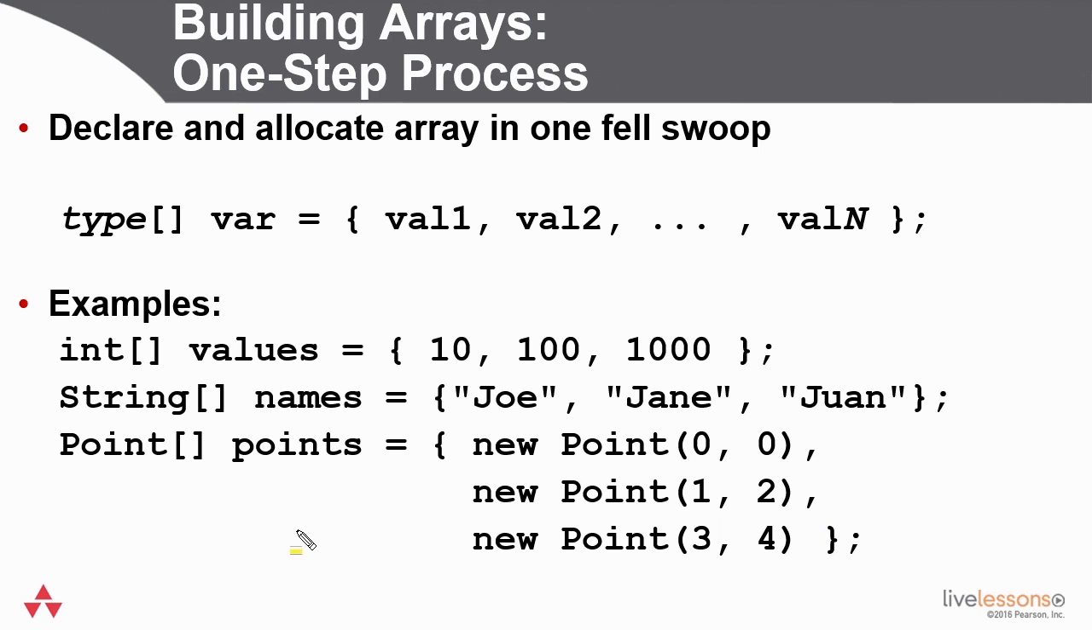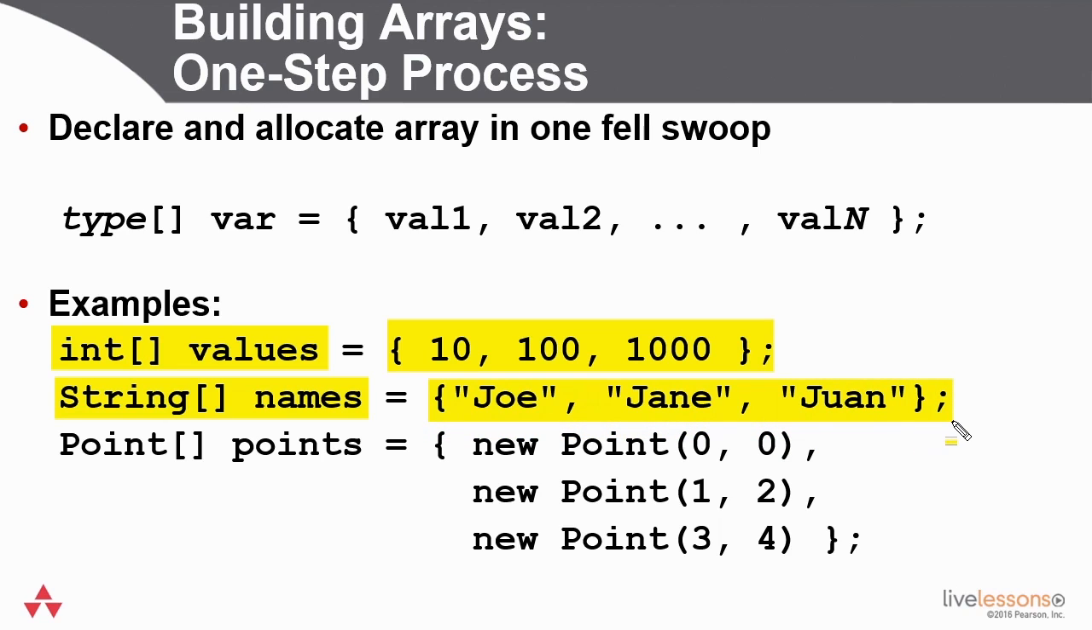So for example, I can say I want an array of whole numbers, int. The variable name is values. And oh, here they are: 10, 100, and 1,000, inside curly braces separated by commas. Or I can say I want an array of strings, variable name names, and oh, here are the values, inside curly braces separated by commas. Or I want an array of points, that's a built-in class in Java, here's the variable name, and oh, here are the values. So in the one-step process, you declare the array, and you give the values inside curly braces separated by commas, all in the same statement.